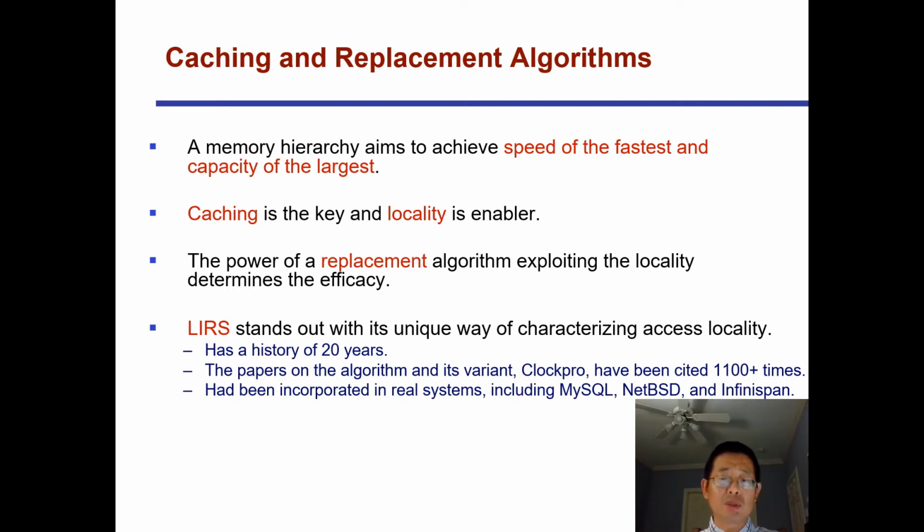There has been a large number of replacement algorithms proposed over the years. Among them, LIRS stands out with a consistently high hit ratio and low cost, with its unique way of characterizing access locality. LIRS has generated a substantial impact in academia and the IT industry since its release about 20 years ago. The papers on the algorithm and its variant, ClockPro, have been widely cited. It has been incorporated in some real systems, including MySQL, NetBSD, and Infinispan.